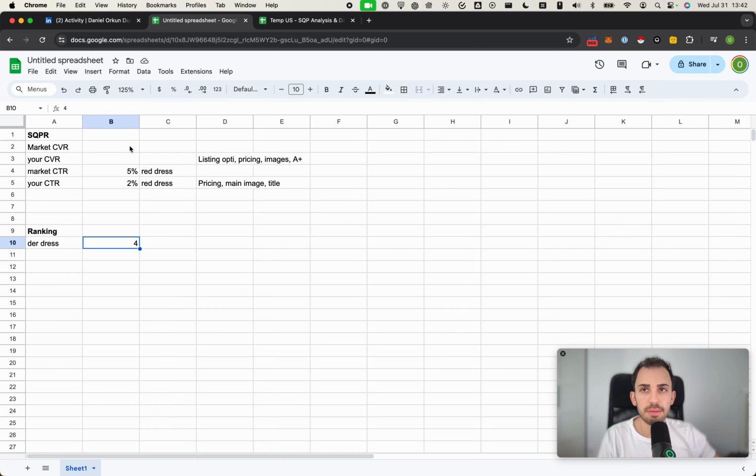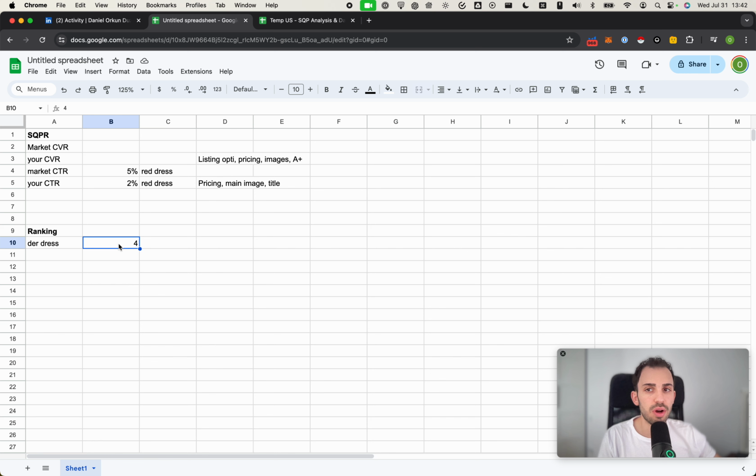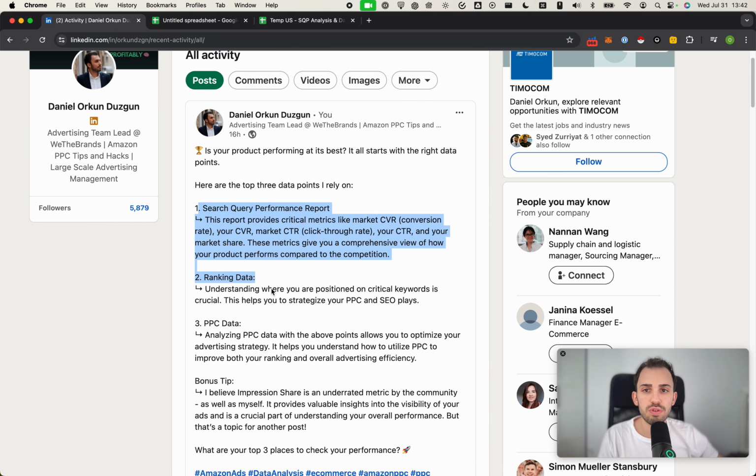Am I increasing my market share for the red dress? Do I increase the organic ranking as I push the keyword, as I increase or decrease the advertising spend on a specific keyword or specific phrases and stuff like that? So that's why I would say those both go hand in hand, and it is really important to check them together, like how your ranking and how your SQPR look.